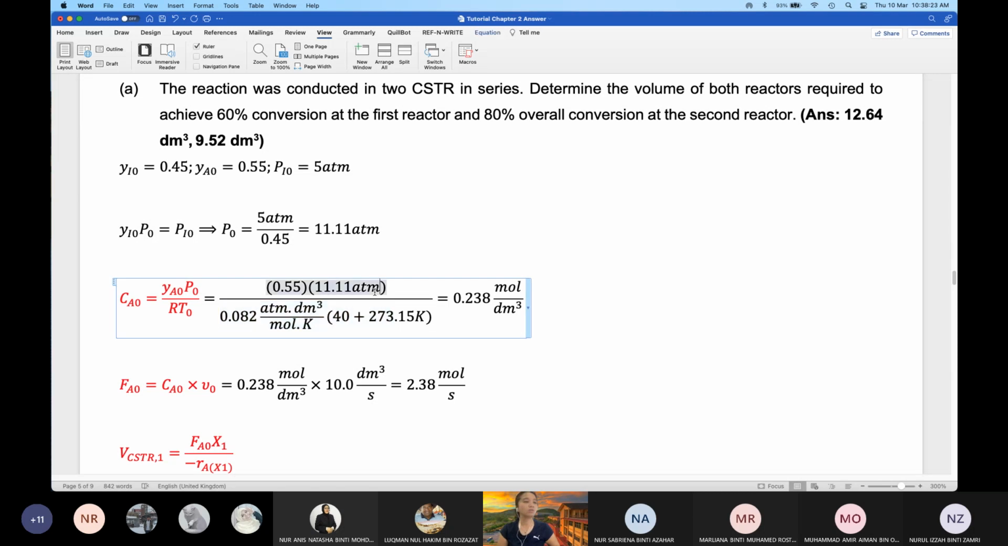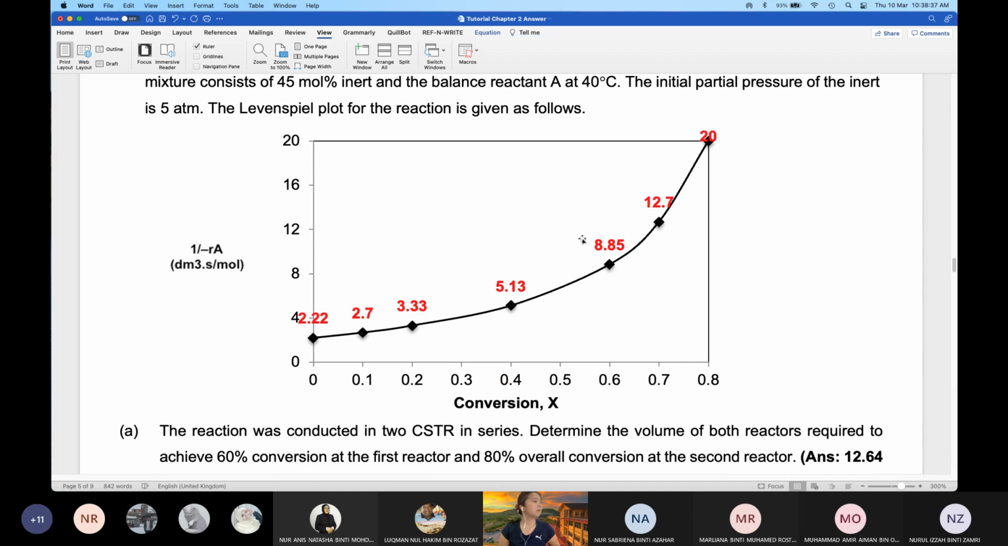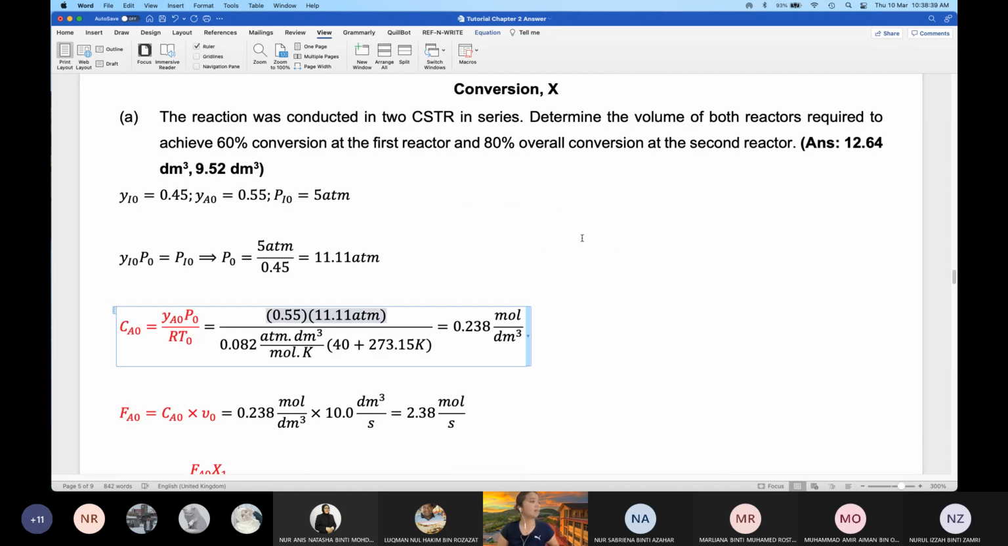So, my pressure ATM, I use lah gas constant yang ada ATM. So 0.082 ATM dm cube per mole Kelvin. Temperature, my T0 was 40 Celsius. I convert into Kelvin. I will get my initial concentration 0.238 mole per dm cube. So you convert the unit, you get the concentration.